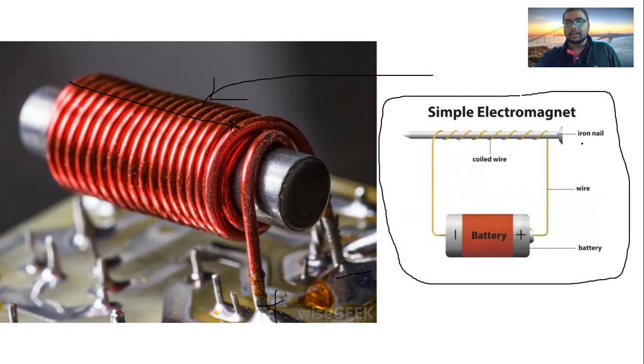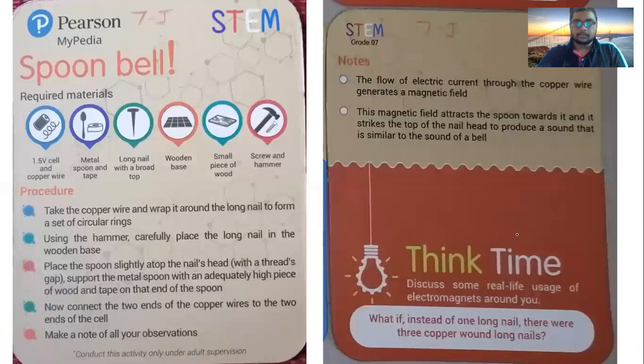Here is an iron nail, the turnings, the coiled wire around it, and the magnet. So this type of magnet, which is dependent on the battery for its magnetic properties, is called an electromagnet. Understood? This is an electromagnet. There is an iron nail, wire, and a battery.